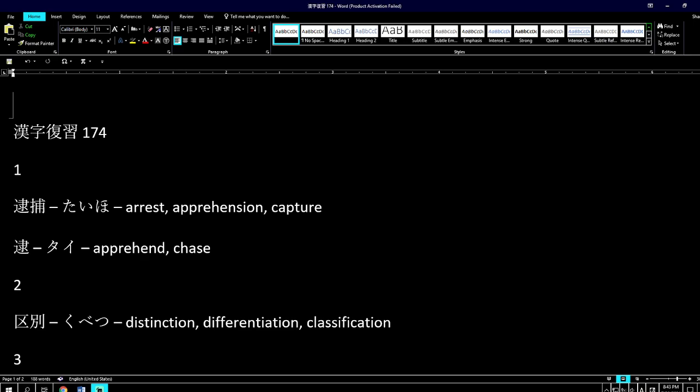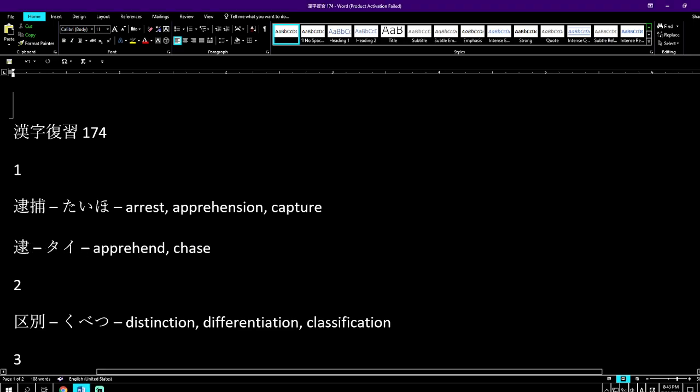Our first word is taiho. Taiho is an arrest, an apprehension, or a capture. With our new kanji, tai, to apprehend or chase. This kanji has two radicals. On the bottom left-hand side, it's our radical for road or walking. And the radical itself is to extend, to give, or cast. So to cast a road towards someone is to apprehend or chase them.